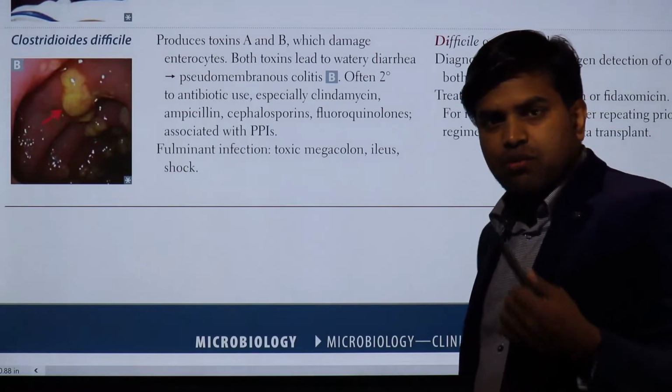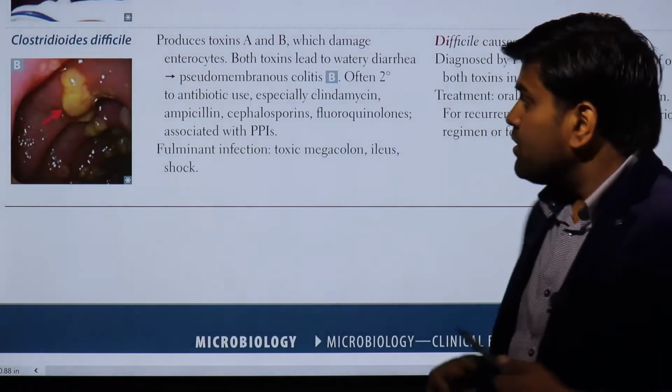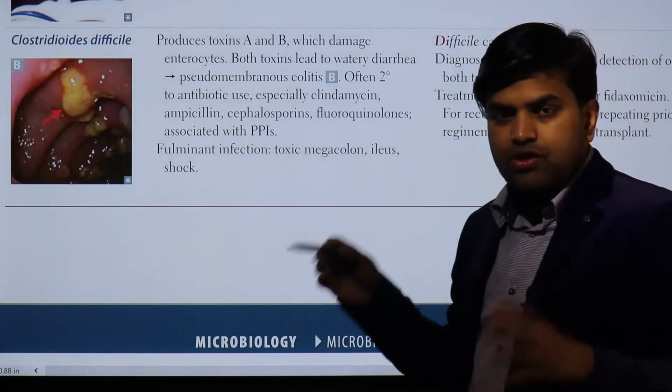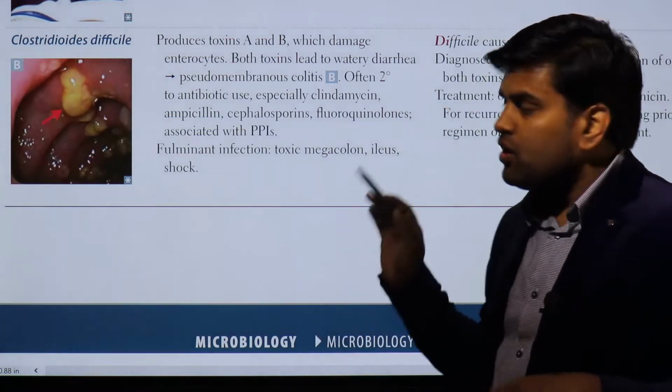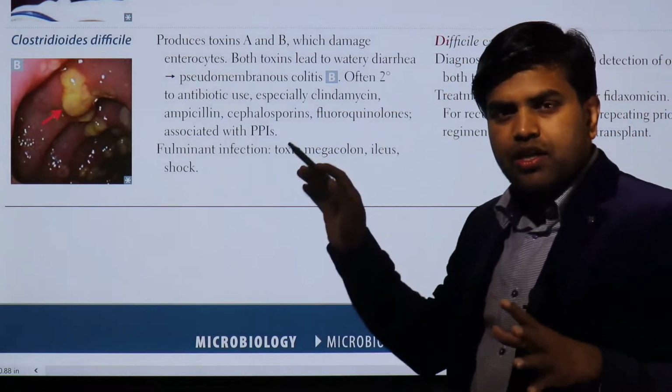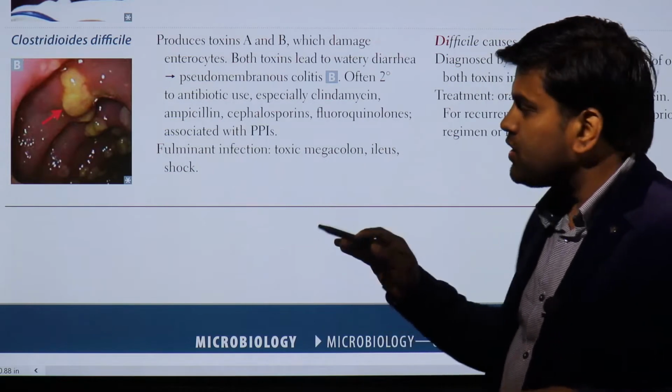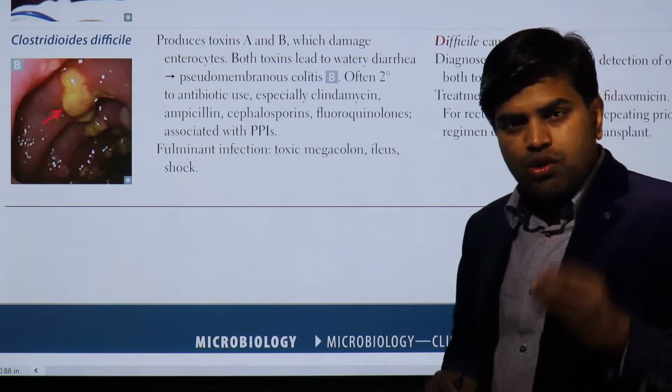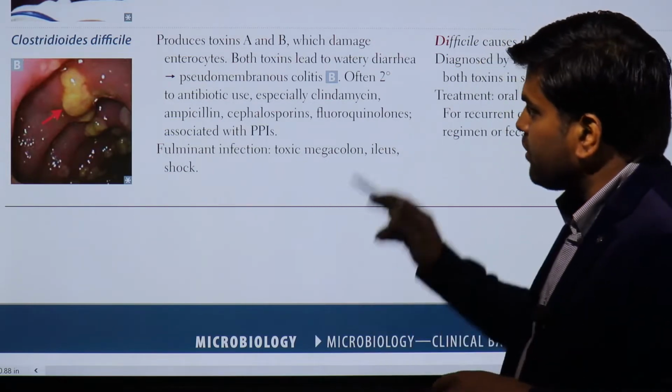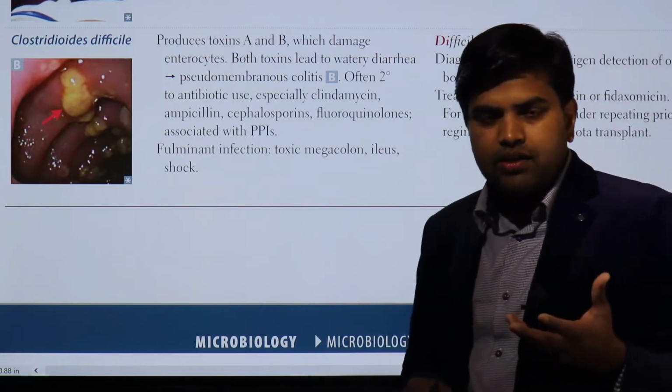So USMLE Step 1 Microbiology 2021, page number 138. We are discussing the Clostridium species. We have talked about Clostridium tetani, then botulism and pathogenesis. Now we will be talking about one of the high yield questions, that is Clostridium difficile. Why has it become high yield?